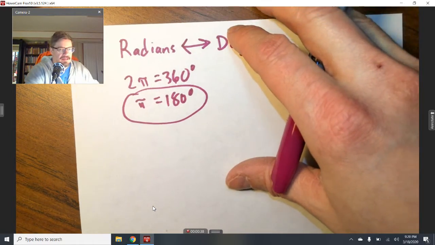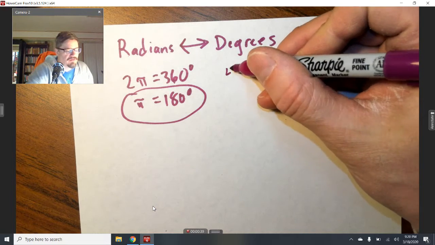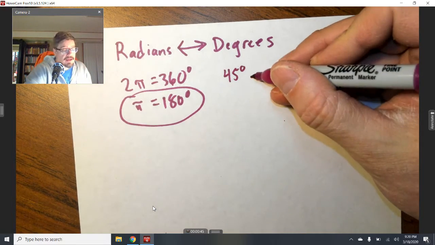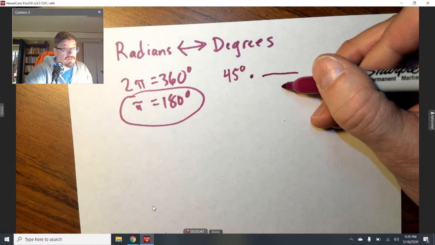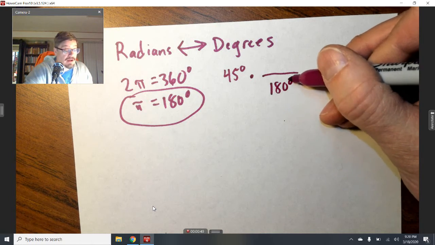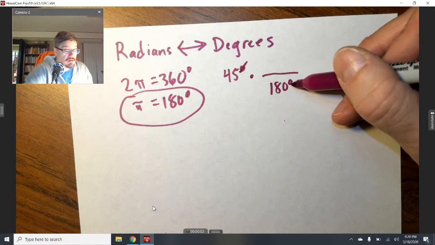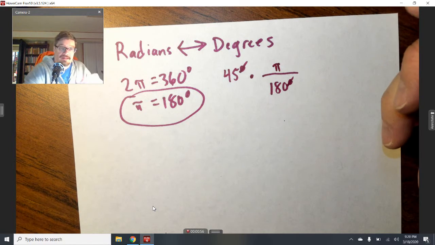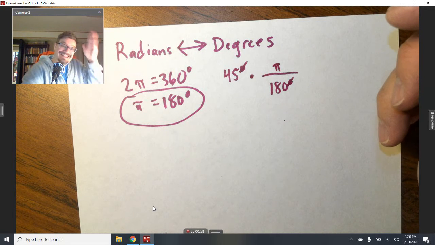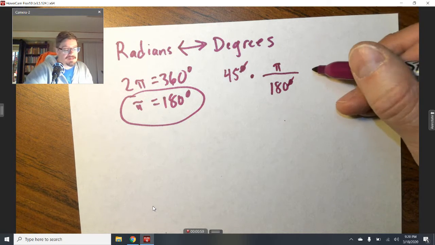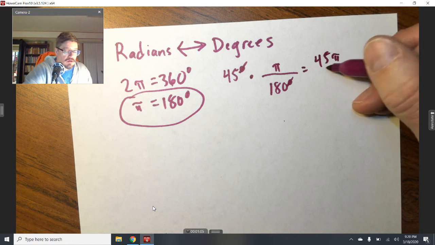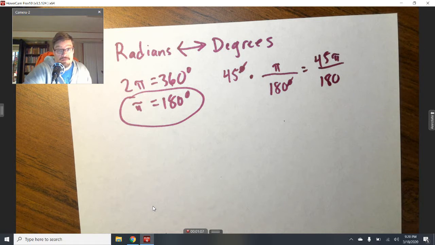If I want to ask myself, what is 45 degrees? If I want to put it in radians, I want to get rid of the degrees, so I will divide by 180 so that the degrees cancel out. But then I will introduce pi as a new measure, because I want that distance. What this does is it gives me the proportion. So I get 45 pi over 180. The degrees are gone. Now I'm in radians.